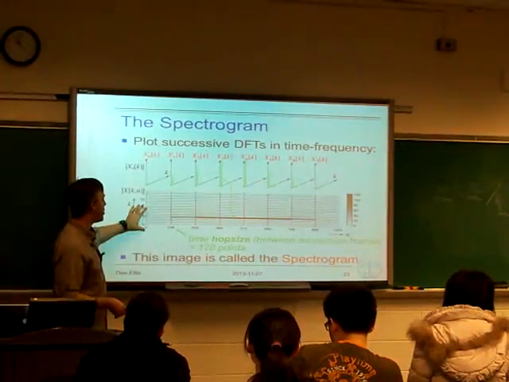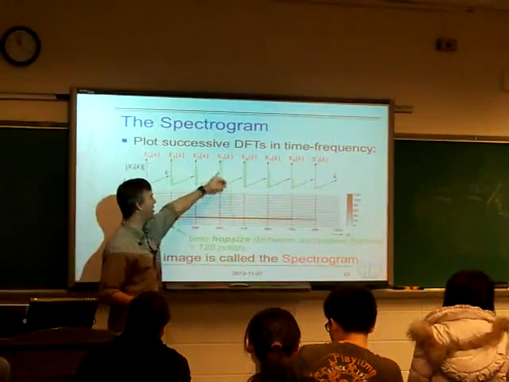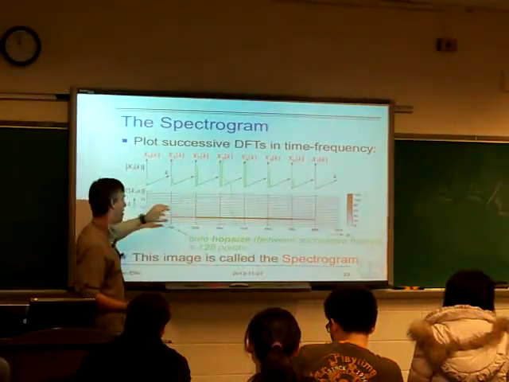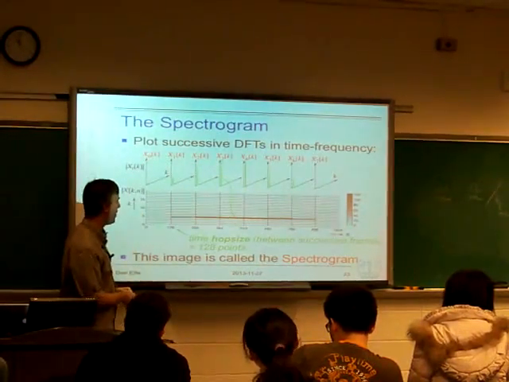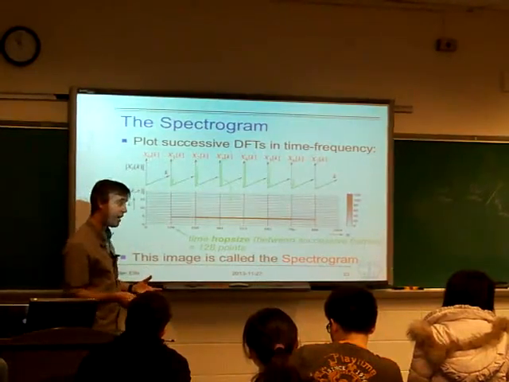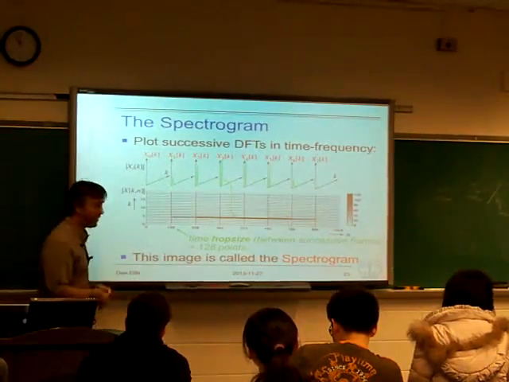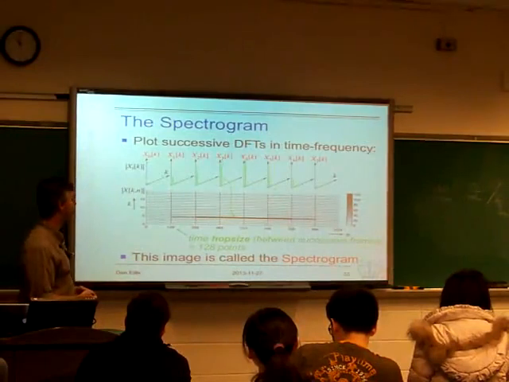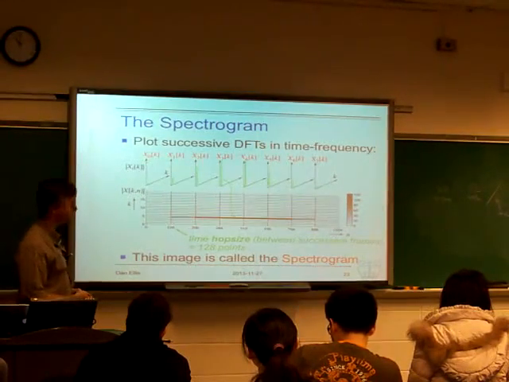And notice that this image is just the magnitude of the spectrum, so I've lost the phase information, but this image is called the spectrogram. We've seen it a few times as a way of looking at the time-varying spectral content of a signal.